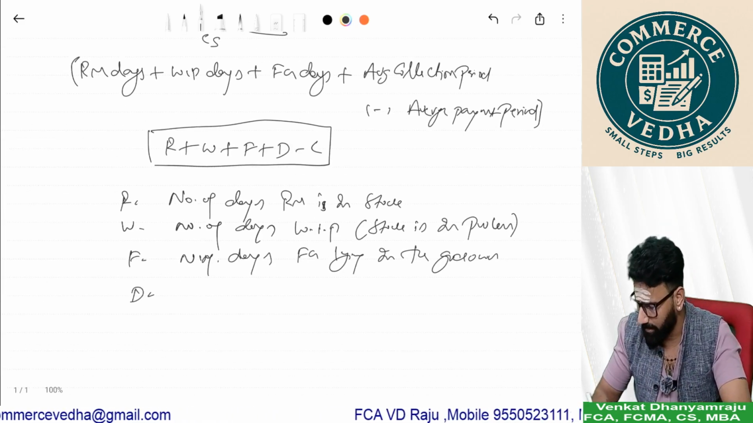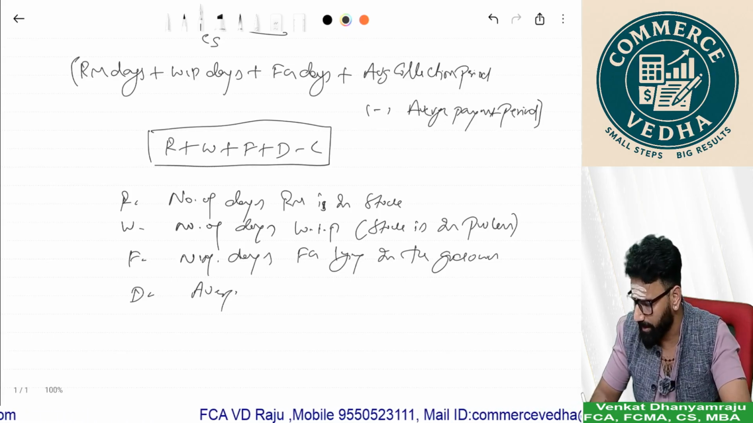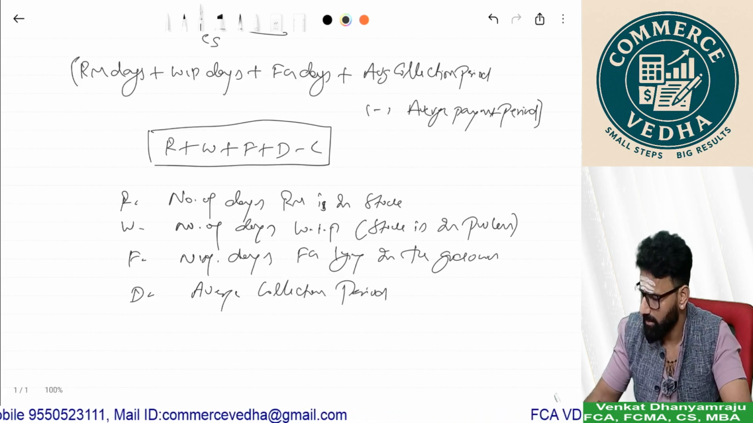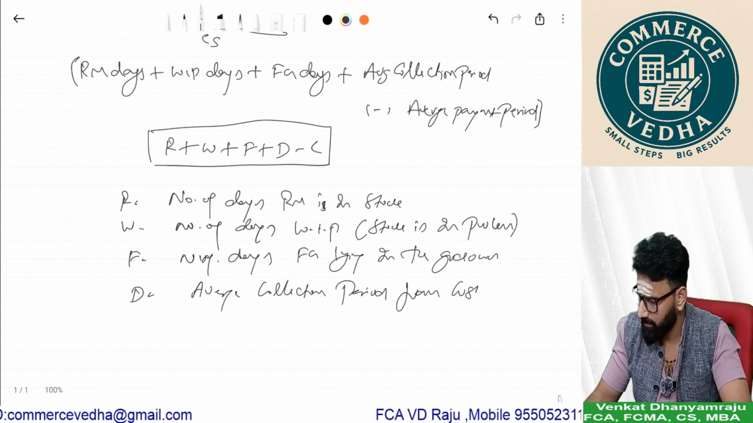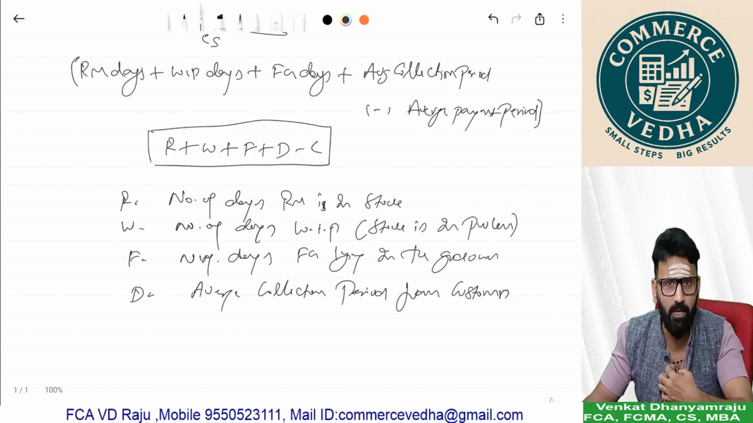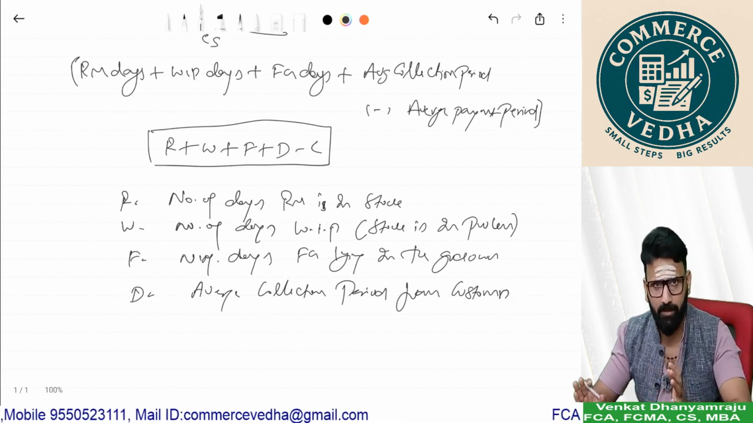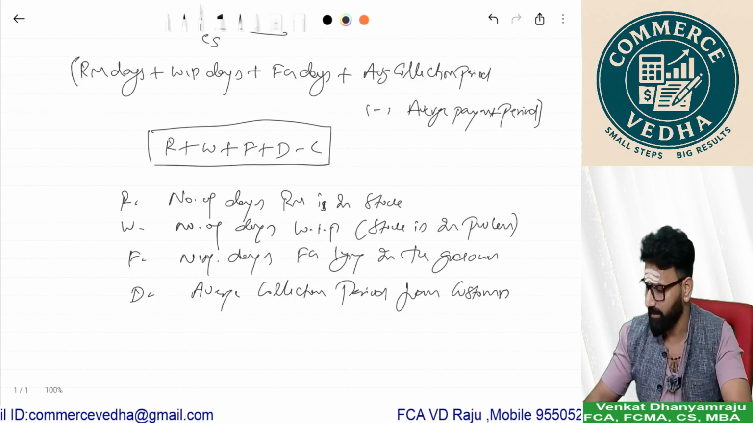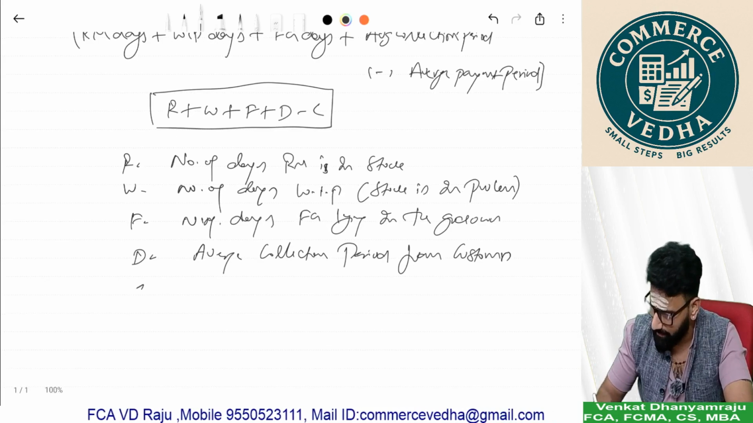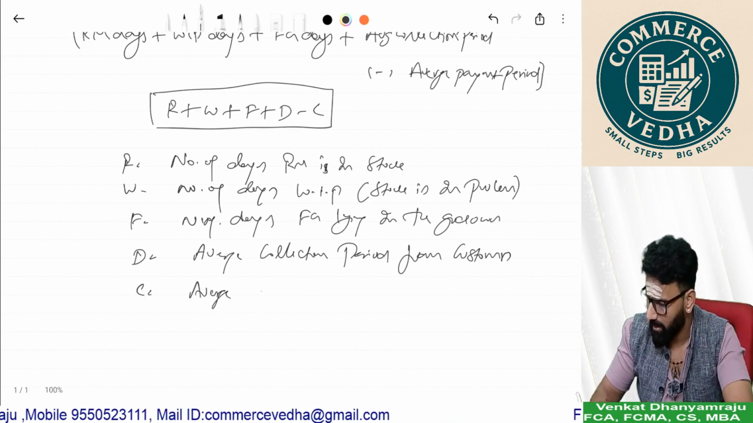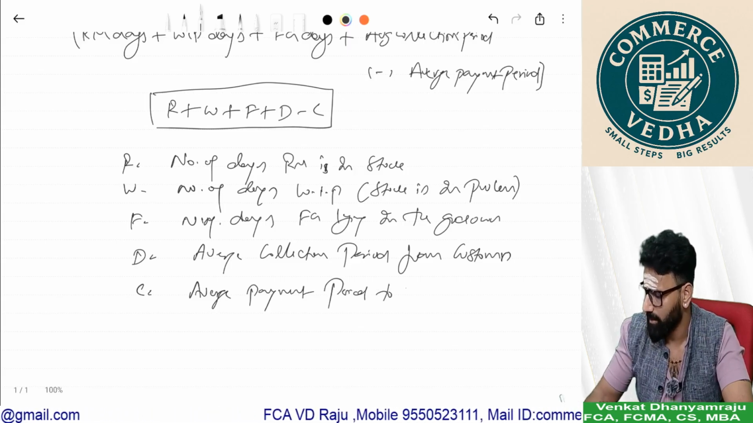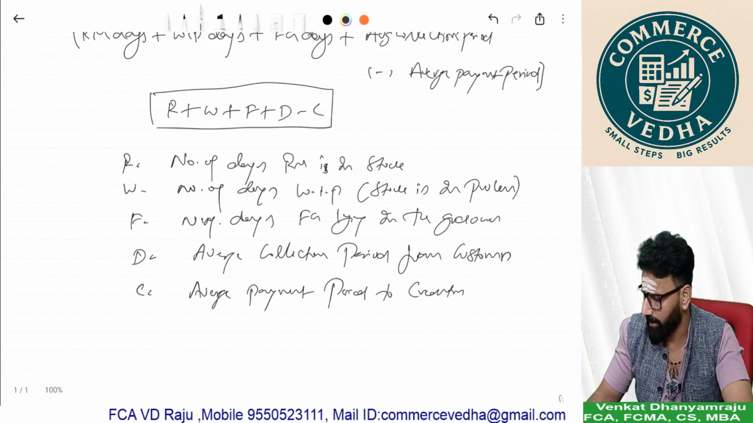And then D represents the average collection period from customers. After the sale, you should collect the money from customers. It will be a time period, 30 days, 45 days, 15 days. That many days your cash is blocked. And then C is the average payment period to creditors or suppliers.